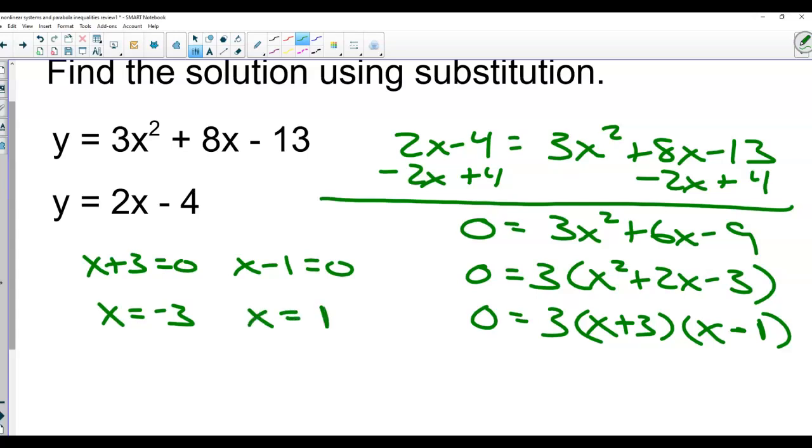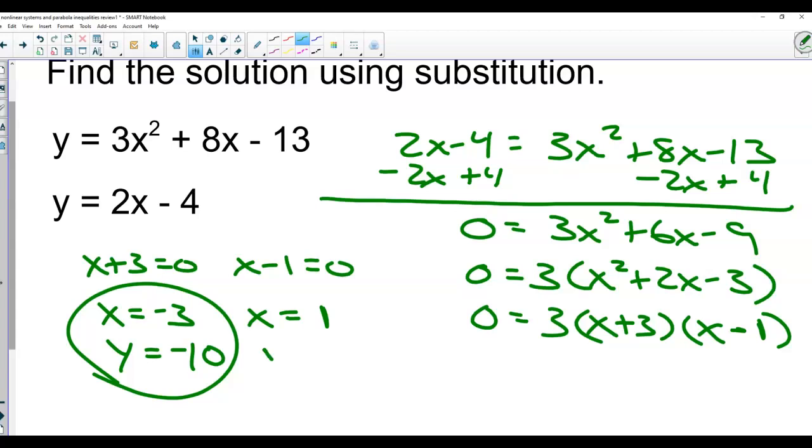And now you have to plug both x's back into an original. It does not matter which original you choose. I'll choose the easier one. 2 times negative 3 is negative 6, minus 4 is a negative 10. That's one answer, and you do have to match the correct x with the correct y. 2 times 1 is 2, minus 4 is a negative 2. So the other answer is 1 equals x, and y equals negative 2.